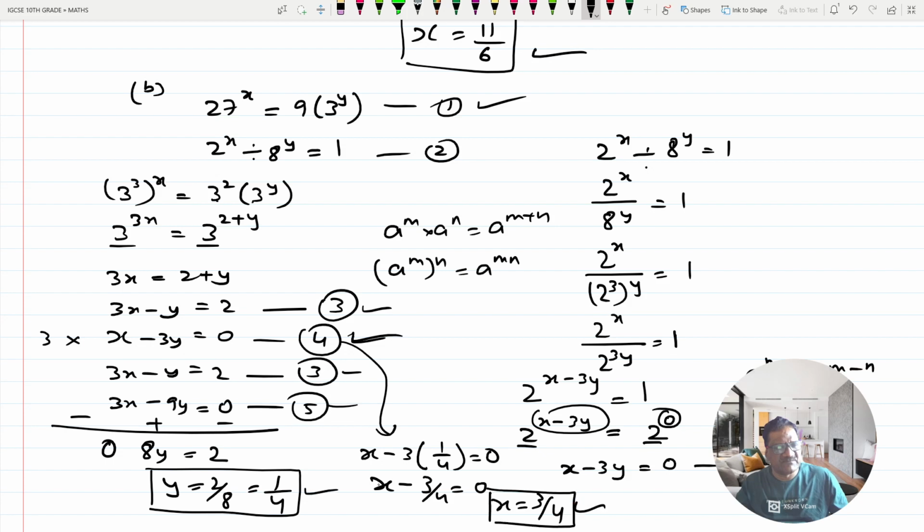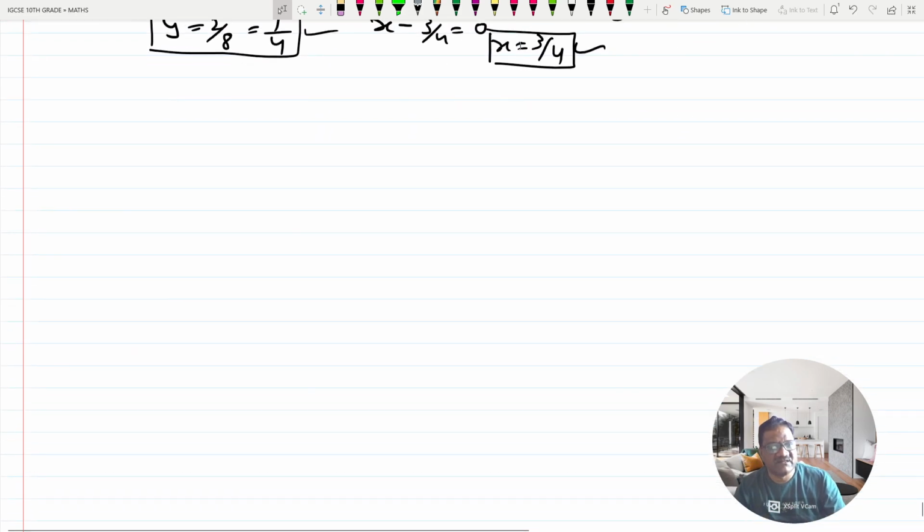I'll check the answer behind and verify whether it is correct or not. And the answer for my 3.2, okay, B question, yeah. x is 3 upon 4, which is correct, and y is 1 upon 4, which is again correct. Okay. So A and B are done with. Let us go for the C.